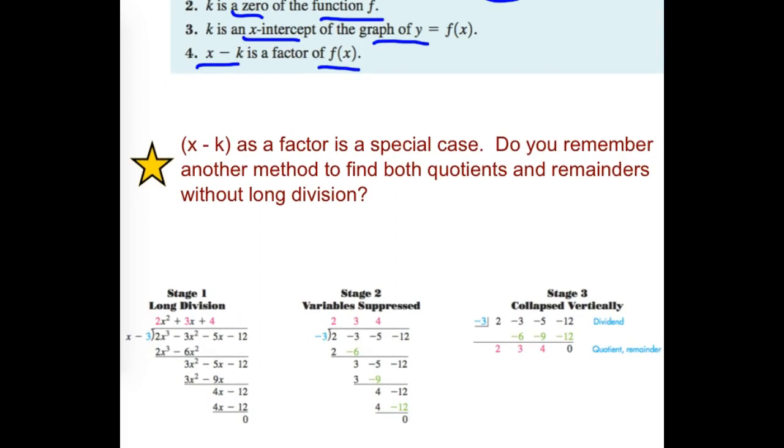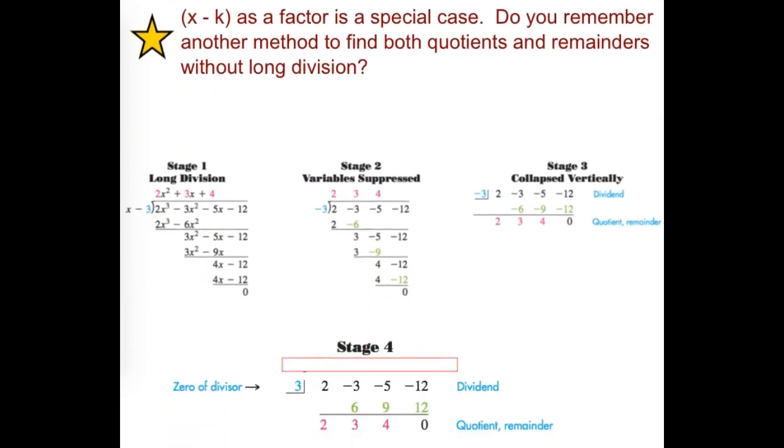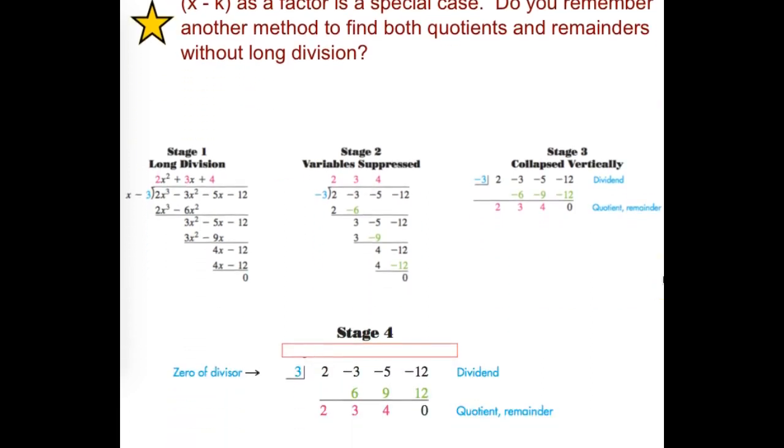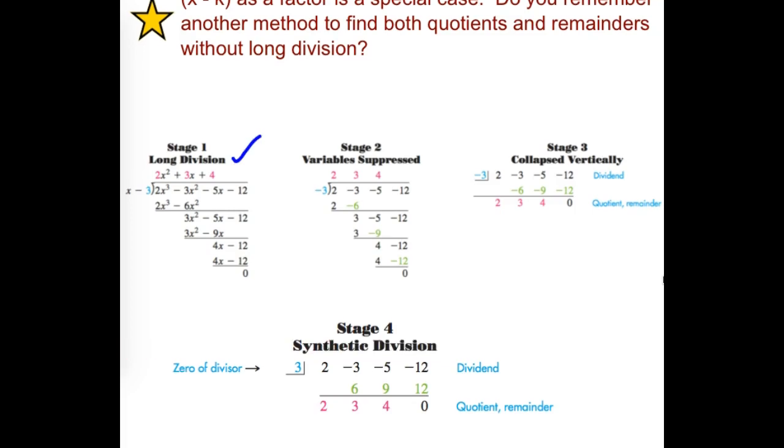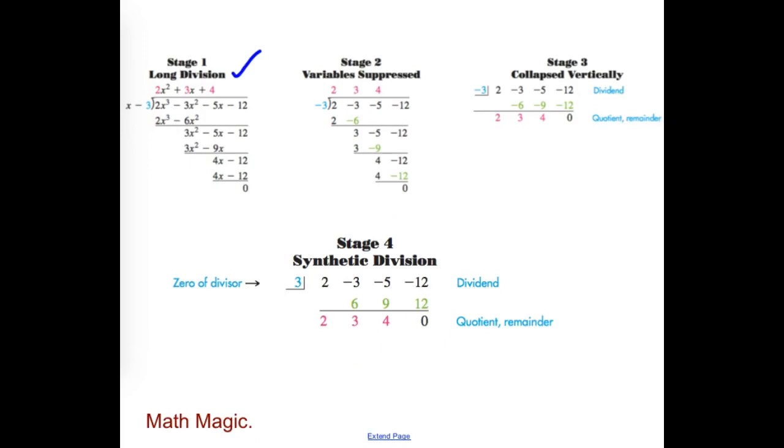Do you remember another method to find both quotients and remainders without long division? And you would have learned this back in Algebra 2, a process called synthetic division. What you see here is just kind of an explanation of why it works, how we go from a long division type question down to what we have here as synthetic division. So if you want to take a few minutes and look through that, you certainly can. I'm just going to go on and review the process of synthetic division.